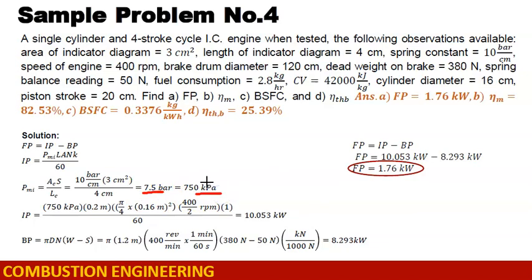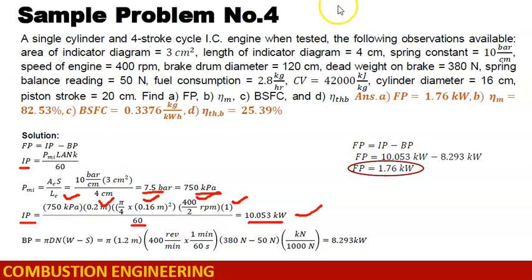We need to convert it to kPa so that when we substitute it in our IP, the result is in kilowatts. So IP is PMI times the length times the area, pi over 4 d squared, times N over 2, times a single cylinder, which is 1, divided by 60. Our result is 10.053 kilowatts.